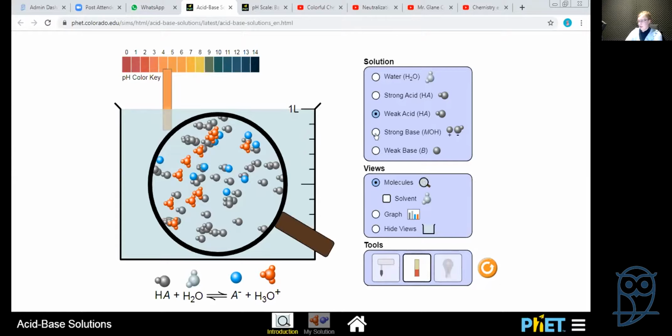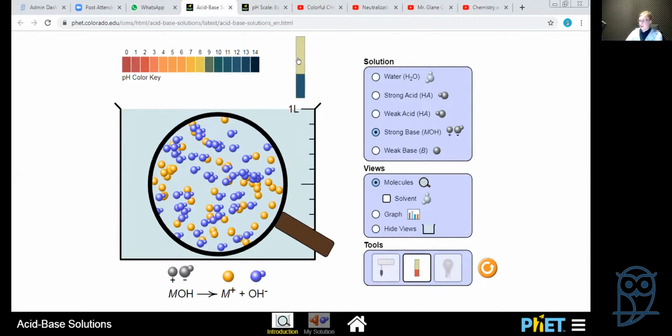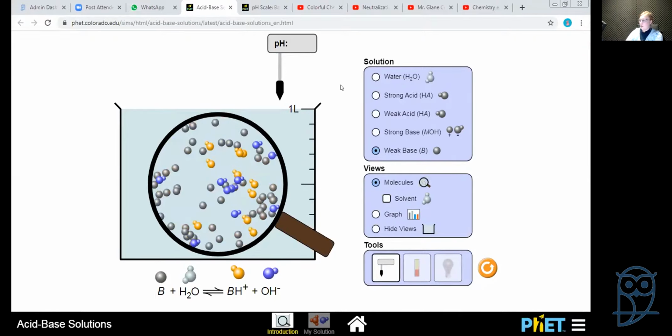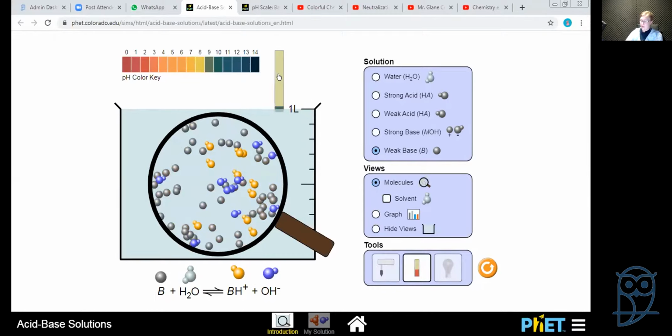Okay, so let's move on to bases. This was already sort of dipped. So as we dip it, we can go around here and we can see this is about a 12. If we change to this kind of indicator, we'll see it's about a 12. And if we go to a weak base, it measures about a 9.5. So let's see what our paper does. We dip our paper, and then we can see it falls somewhere in between those two colors.